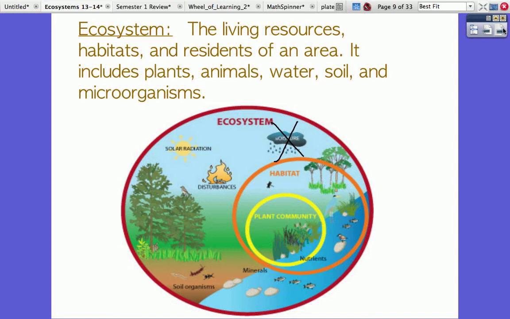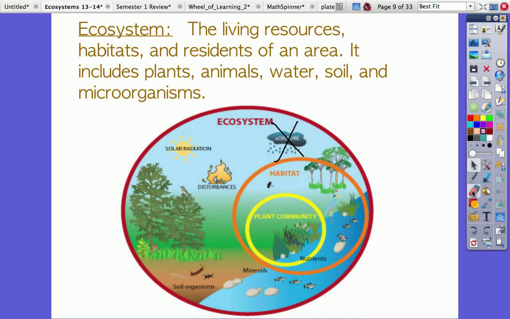Whenever we look at adaptations, all are beneficial through ecosystems. An ecosystem is the living resources, habitats, and residents of an area. This includes things like plants, animals, water, soil, and even microorganisms, which are micro, so they're very small. An ecosystem can be broken down into different habitats and different communities.